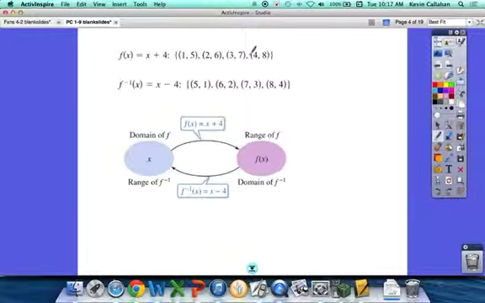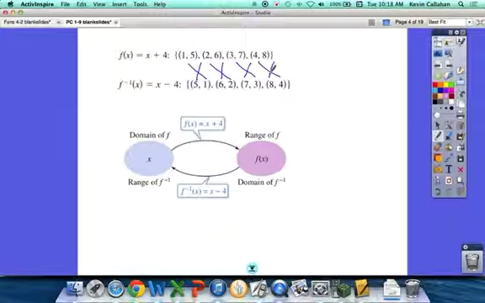For the inverse, it's exactly the flip. X and y are interchanged, right? Because now we're subtracting 4. F inverse of 5 is 1, right? F inverse of 6 is 2. These are exactly a switch of the x's and the y's. That's what you expect an inverse to do, to take you exactly the reverse direction of what the function is.